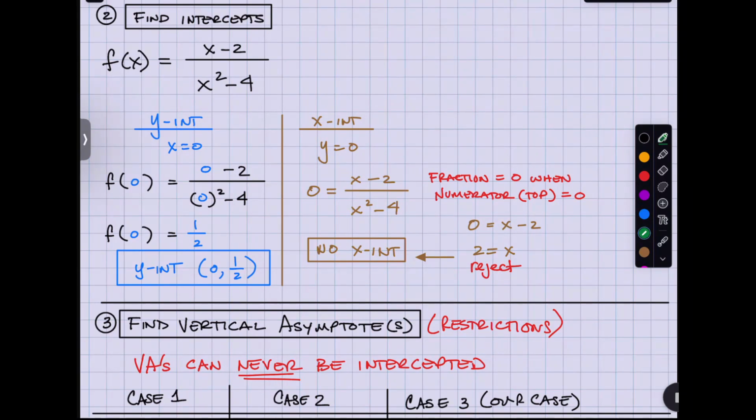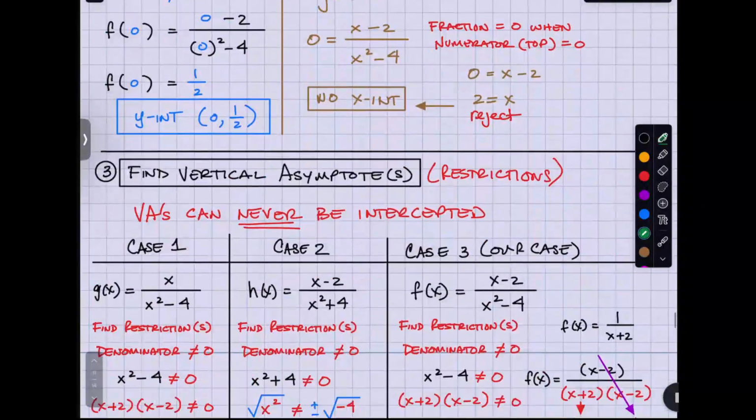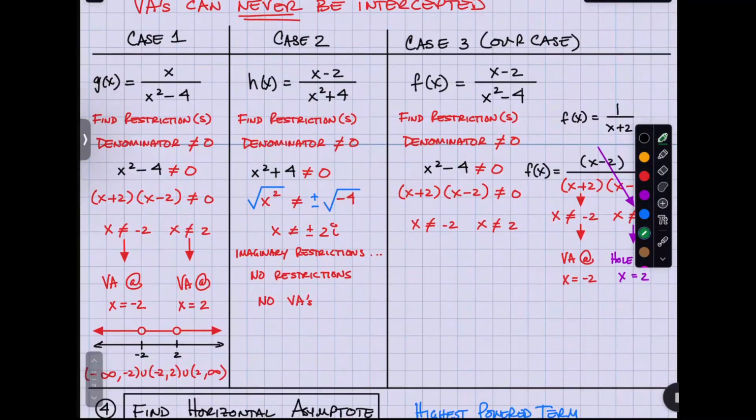On to step 3. Find your vertical asymptote. Is it case 1, case 2, or case 3? Case 2. Correct. Well, you did step 3. You're not skipping. You just did step 3.